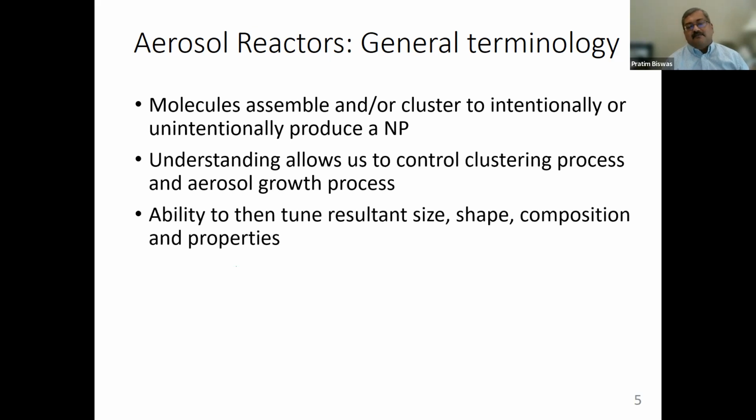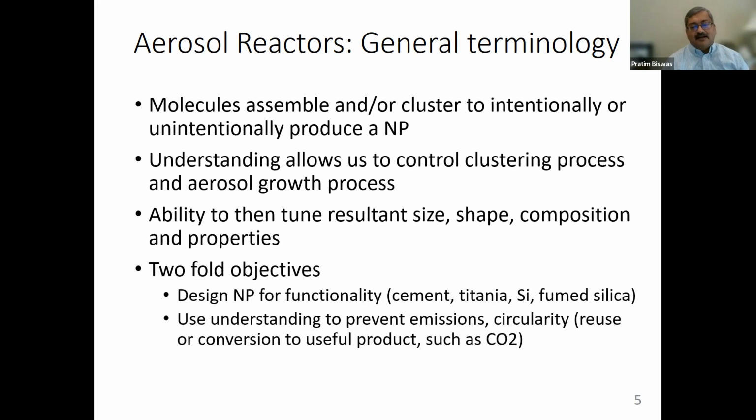And then the understanding might allow us to tune the size, shape, composition, properties for either good to make a material, repeating again, or to trap it and not let it go out.